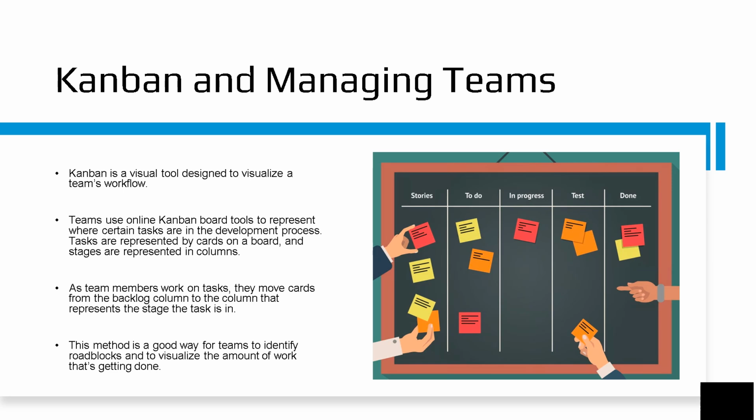Kanban and managing teams. Kanban is a visual tool designed to visualize a team's workflow. Teams use online Kanban board tools to represent where certain tasks are in the development process. Tasks are represented by cards on a board, and stages are represented in columns. As team members work on tasks, they move cards from the backlog column to the column that represents the stage that the task is in. This method is a good way for teams to identify roadblocks and to visualize the amount of work that is getting done.